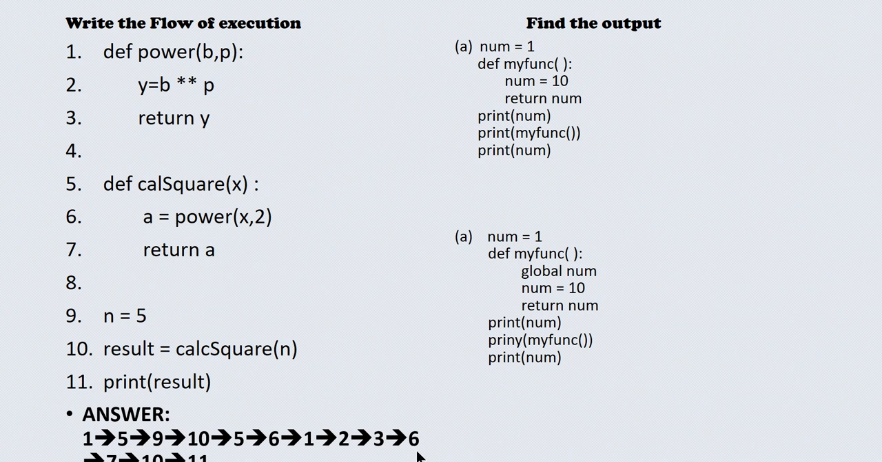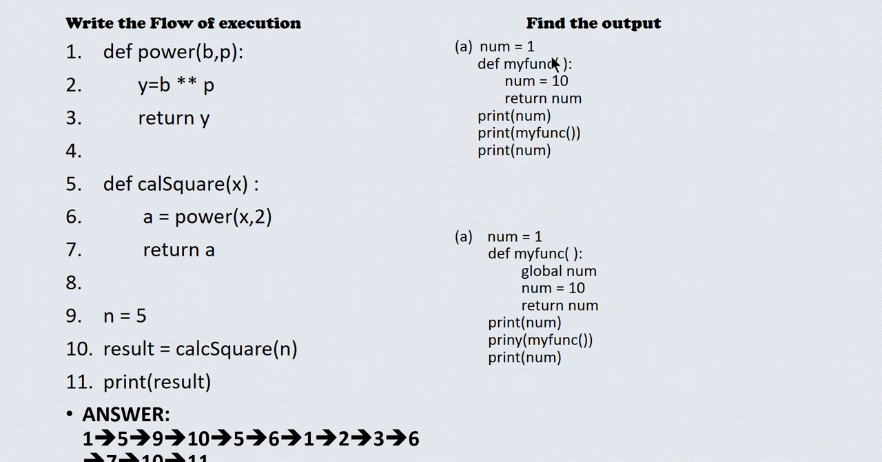So again it is 6, after that 7. After executing 7 it will come back to the same line, that is 10, after that 11. So this is how you have to write the flow of execution. Now look at these two programs and find the output. It is very simple. Just understand it carefully.